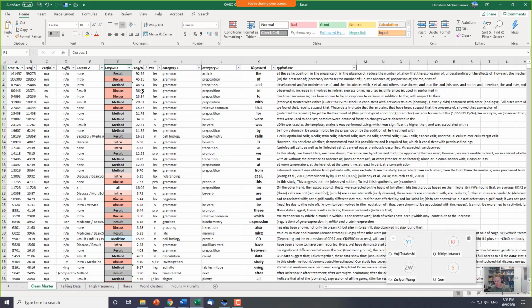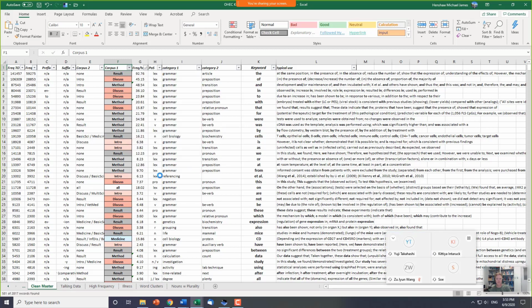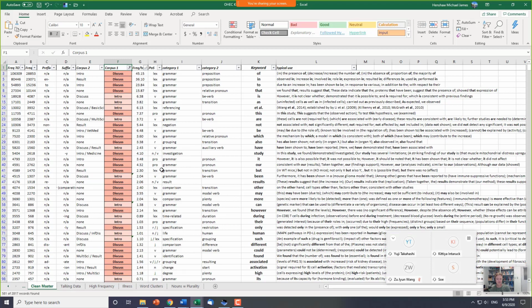People say that writing the discussion and then maybe introduction can be the hardest. And I know that introduction and discussion words often overlap. So here's what I'm going to do. I'm going to deselect all, and I'm just going to select discussion section and intro section and get my data here. And then I guess I'll just sort by frequency. I usually start by doing that.